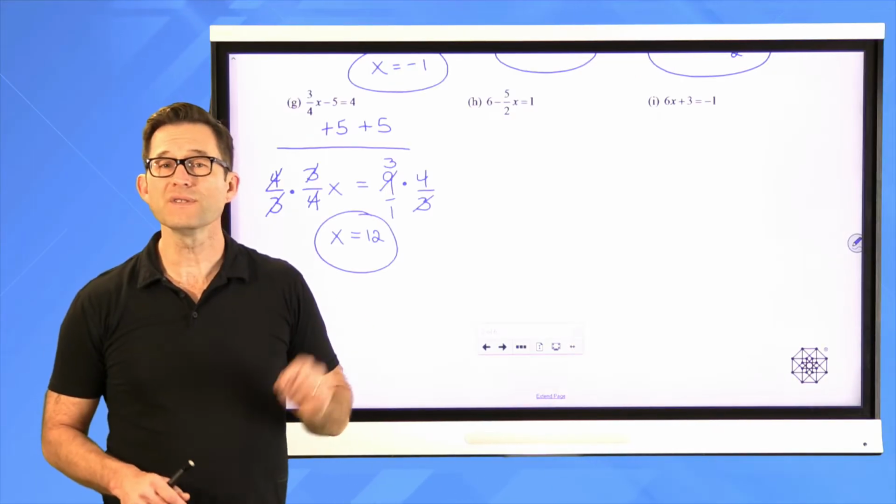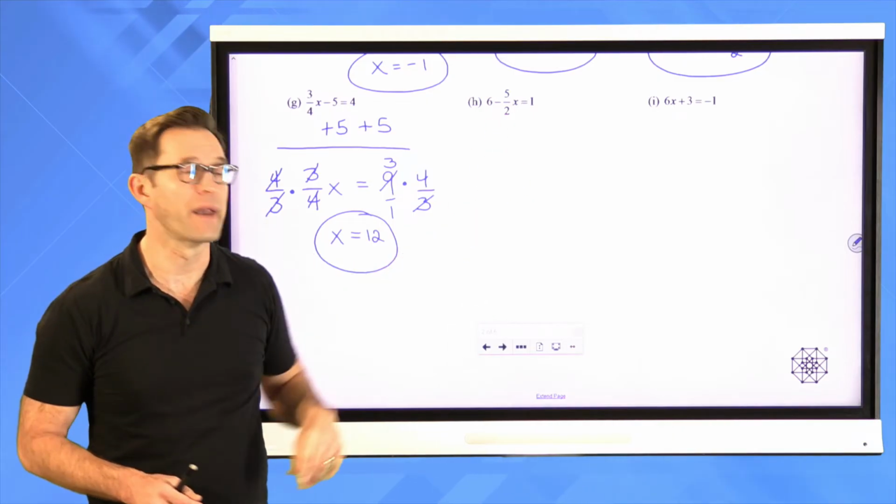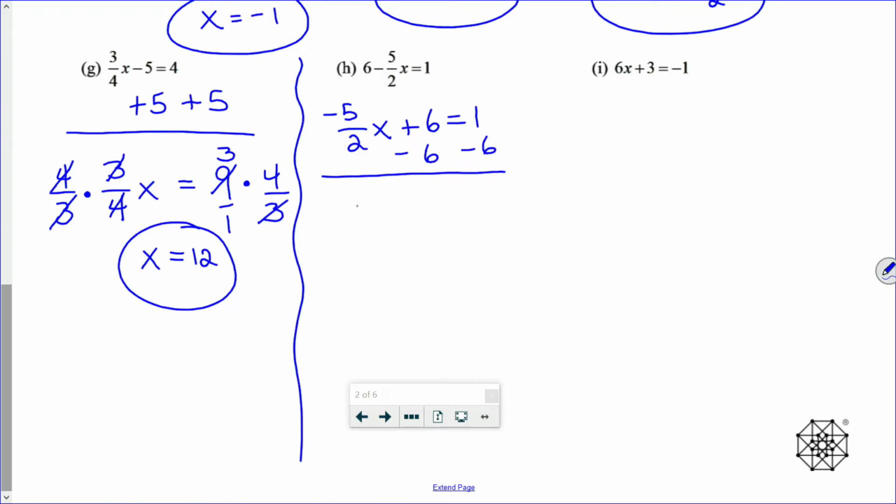All right, well, just like I did in one of the previous problems, I'm going to take this and rewrite it slightly. Put a little dividing line here. I'm going to rewrite this as -5/2 x plus 6 is equal to 1. I'm going to subtract 6 from both sides, and I'm going to get -5/2 x is equal to -5. What I'm now going to do is multiply both sides by -2/5.